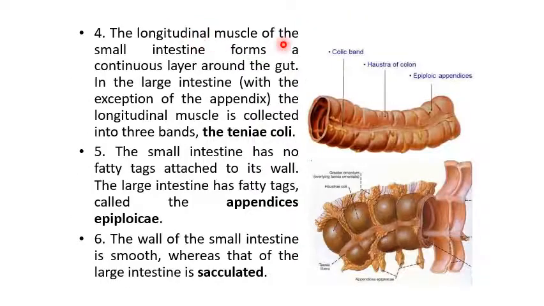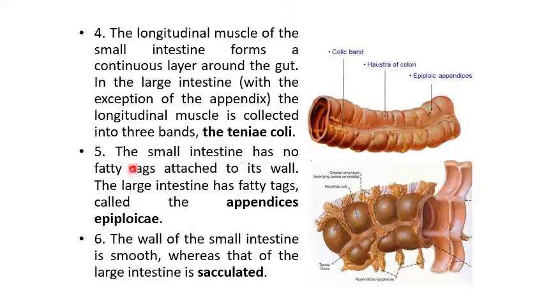The longitudinal muscle of the small intestine forms a continuous layer around the gut. Small intestine has a continuous layer of longitudinal muscle, while in the large intestine, except appendix, the longitudinal muscle is collected in 3 bands, which are known as tinea coli. So these are the bands of longitudinal muscle, tinea coli.